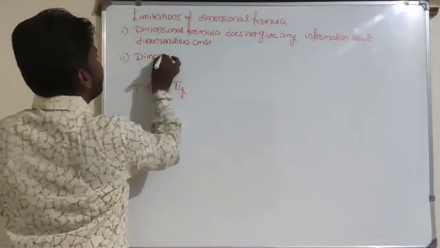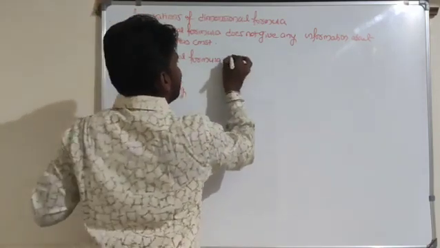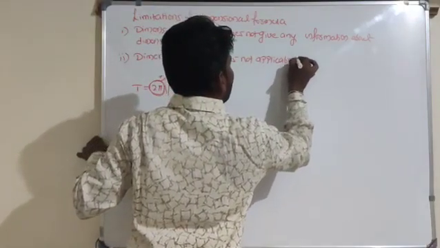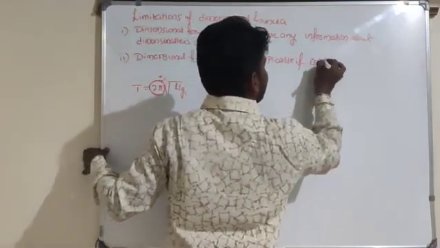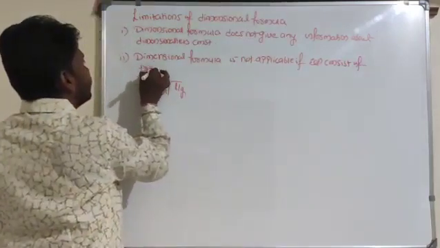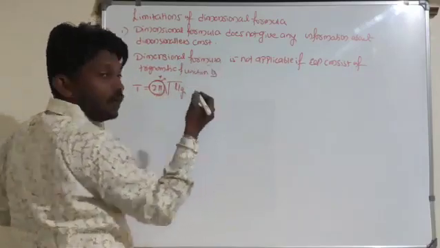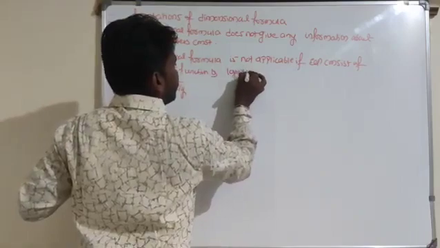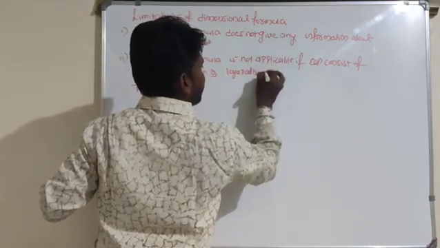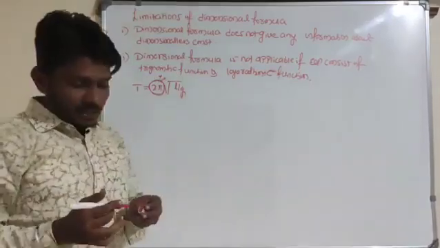Dimensional formula is not applicable if the equation consists of a trigonometric function and a logarithmic function. So these are all the limitations of the dimensional formula.